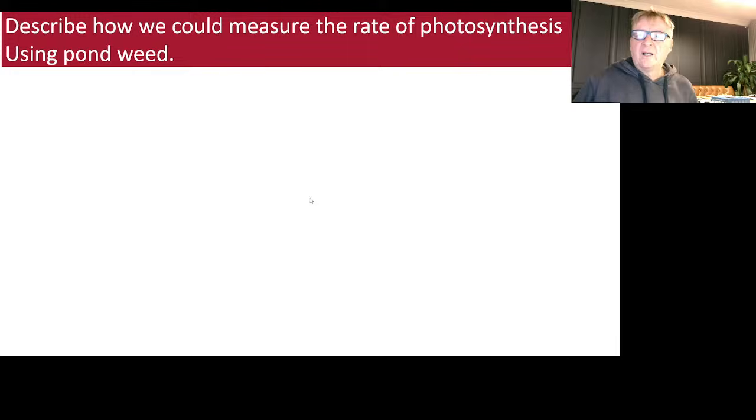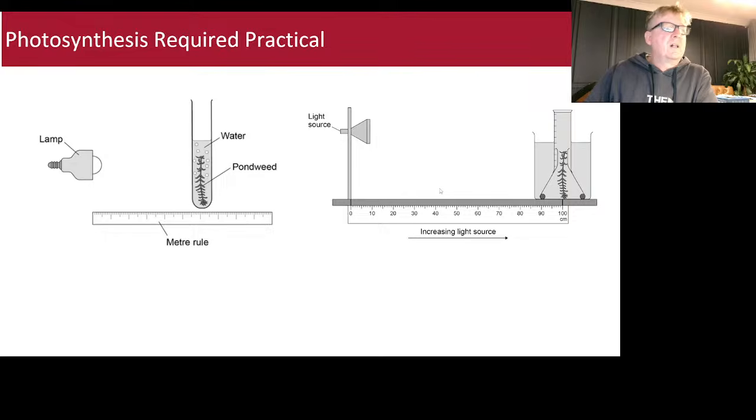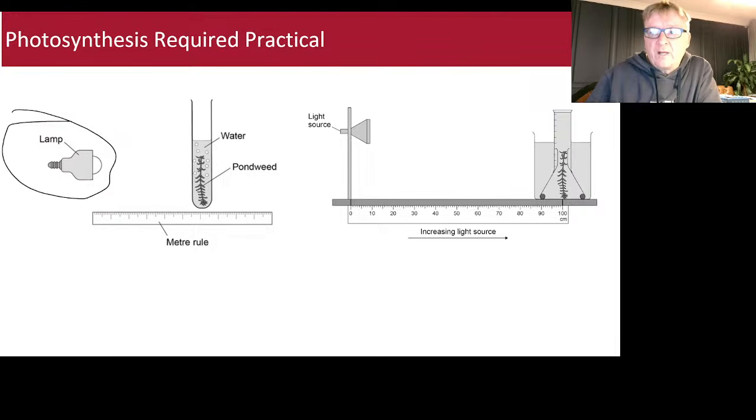Okay, this is the last required practical. Absolute rubbish, right? I don't know how anybody could possibly think that this is any good. Right, describe how we can measure the rate of photosynthesis using pondweed. Right, so you'll all have come across it. These are the 2 setups. We've got a lamp, we've got a ruler, and then we've got a boiling tube with pondweed in it.